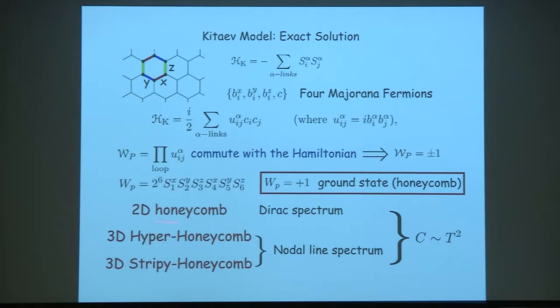Say, Dirac spectrum in 2D, nodal line spectrum in 3 dimensions in both cases. And I also have to mention that for the 3-dimensional hyper-honeycomb lattice, the ground state sector is indeed this loop product to be +1 sector. It turns out that for the stripy honeycomb, that's not the case. Actually, it's a little bit more complicated. It's actually in the so-called pi flux sector. But in both cases, the quasi-particle spectrum has a nodal line.